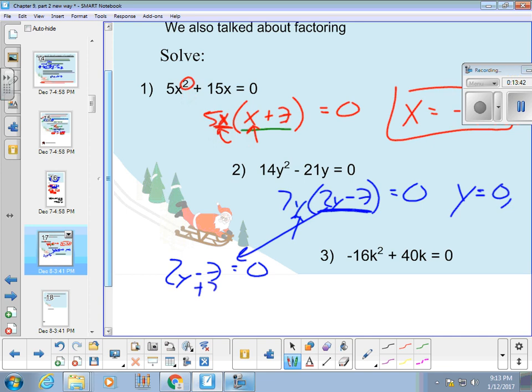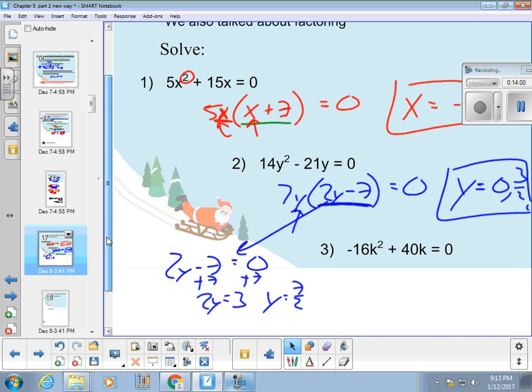Well, I would add 3 to both sides and get 2y equals 3. Divide both sides by 2, and I get y equals 3 over 2, or 1.5, however you want to put it. But that's what I would get for my second answer. I put 3 halves into this equation, it'll make that equal to 0, which will make it true.